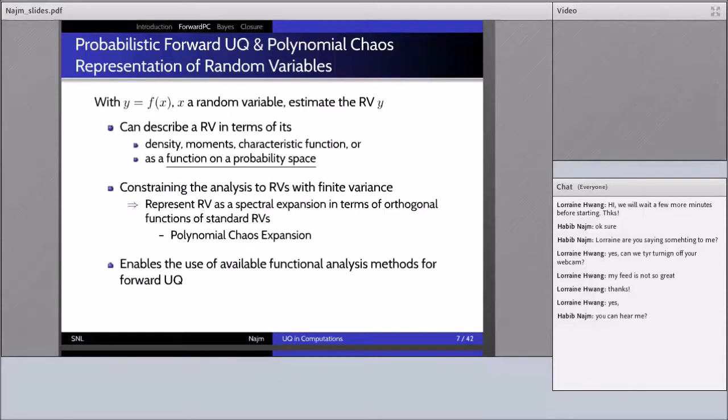One more thing before introducing polynomial chaos is to talk about the representation of the random variable. If we're talking about random variables, we can talk about them in terms of their density or moments or characteristic function, or we could simply talk about them in the raw, if you like. A random variable, by definition, is simply a function on a probability space. And this is what we're going to do. We're going to deal with random variables as functions and represent them using functional representations. This has advantages in terms of being able to propagate uncertainty. It does require a restriction of finite variance, but we will accept that, as it's usually something that we would want anyway. And by doing this, you really can propagate uncertainty using functional analysis methods, which is the key advantage here.